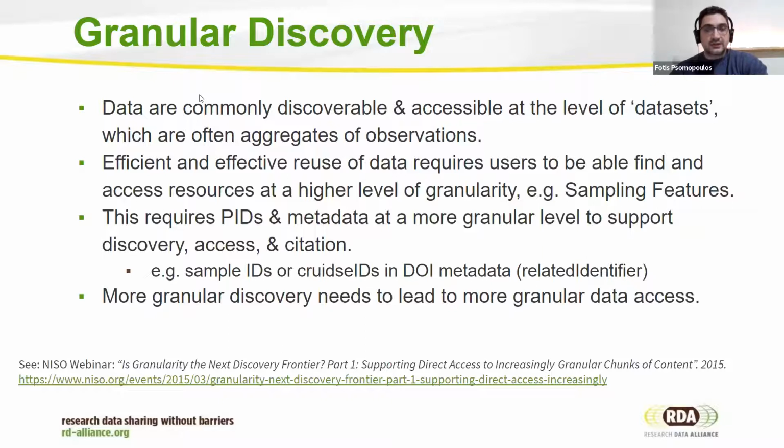So if you look at discovery aspects, if you want to have an efficient and effective use of data, you want to be able to assess the information at a high level granularity. So for example, I want to retrieve all the data that is related to a particular feature of sampling that this data set was produced. And also by creating smaller subsets, you are able to associate persistent identifiers and metadata also at that level. So in a nutshell, if you want to have a more granular discovery and focus and retrieve information at a more detailed level, you also need to define this granular data access.